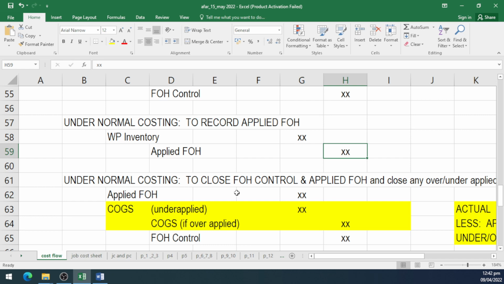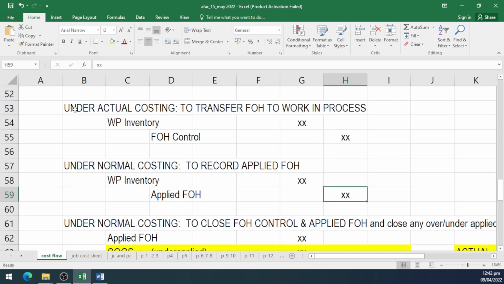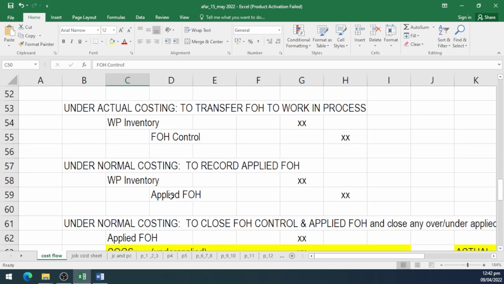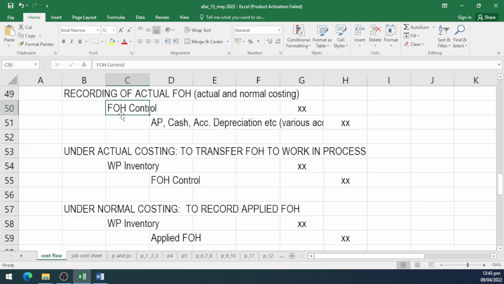Okay? Ngayon, pag actual costing, wala po tayong predetermined. Kung magkano lang yung na-accumulate mo sa factory overhead control, transfer mo lang dyan sa work in process at i-close mo lang yung factory overhead control. Pero dito po, sa ating normal costing, may naka-debit na factory overhead control account. Tapos, meron tayong credit na applied factory overhead. Pag hindi yan equal, meron tayong over or under applied ng factory overhead. I-close din yan. Temporary account lang naman tong factory overhead control at saka applied factory overhead.